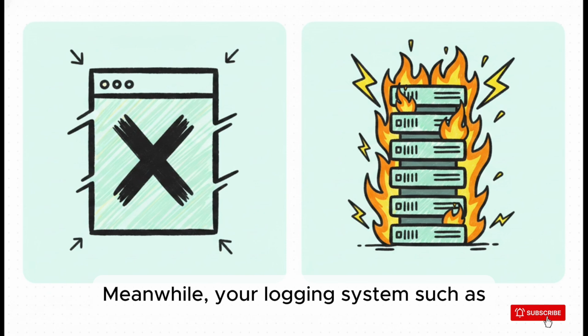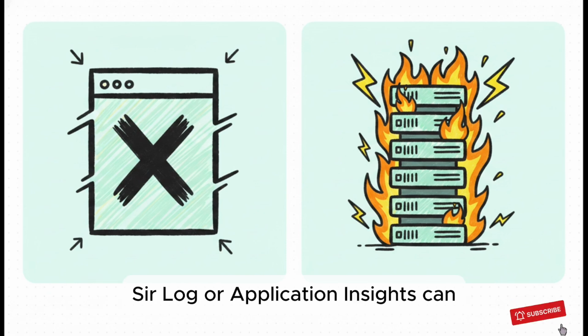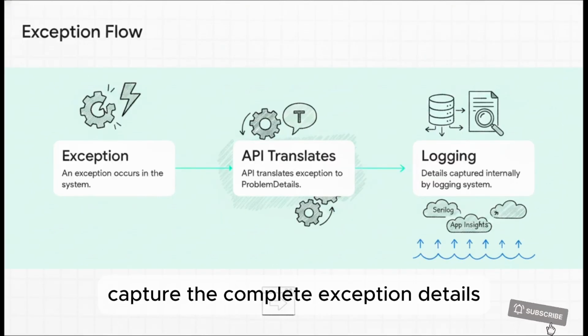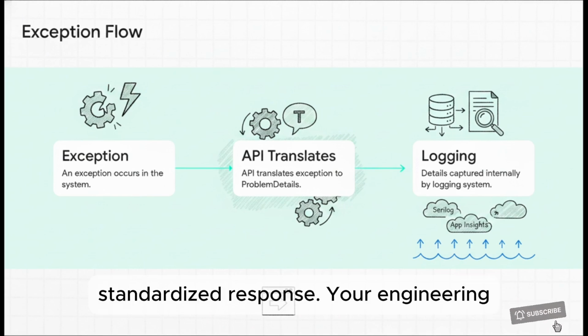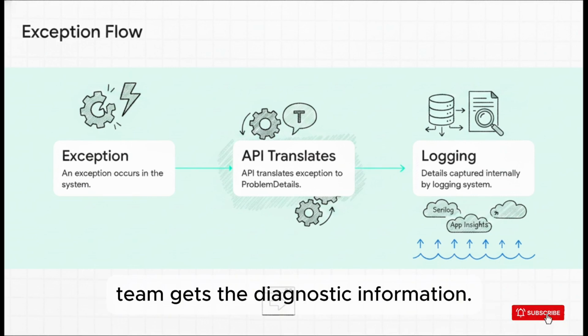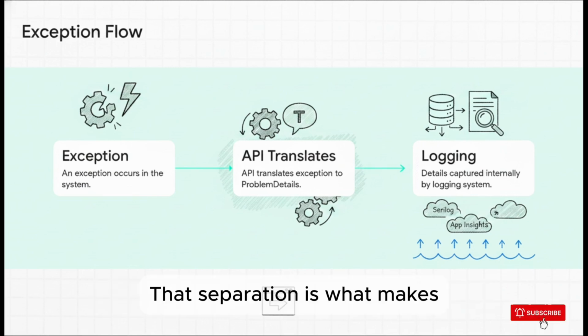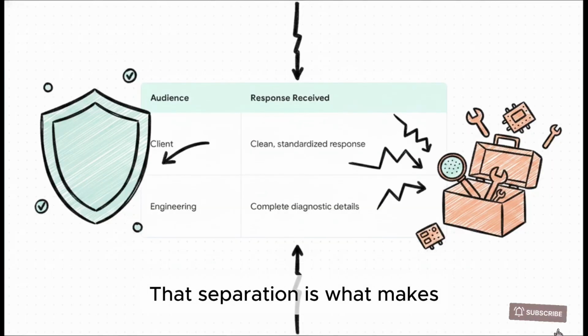Meanwhile, your logging system, such as Serilog or Application Insights, can capture the complete exception details internally. The client gets a clean, standardized response. Your engineering team gets the diagnostic information. That separation is what makes the architecture production ready.